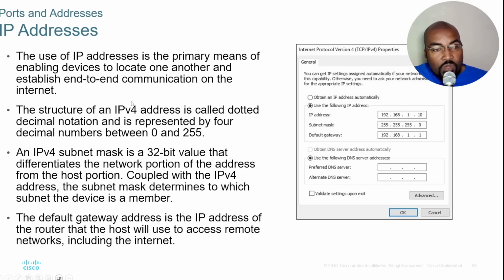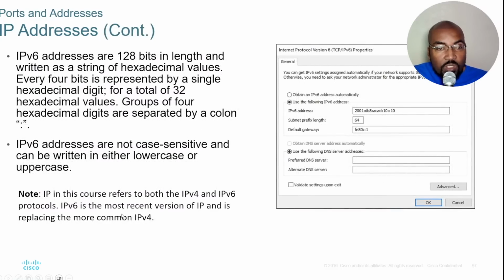The structure of an IP version 4 address is called dotted decimal notation. It is represented by 4 decimal numbers between 0 and 255. The IP version 4 subnet mask is a 32-bit value. An IP version 4 address is 32 bits, with 4 octets of 8 bits each. The default gateway address is an IP address of the router, and the host will use that to get to where it needs to get to. IP version 6 has 128 bits.